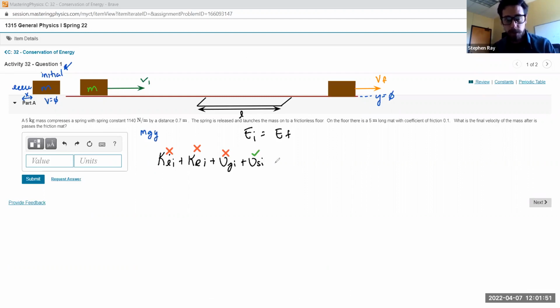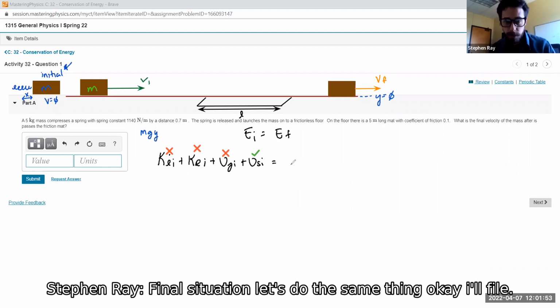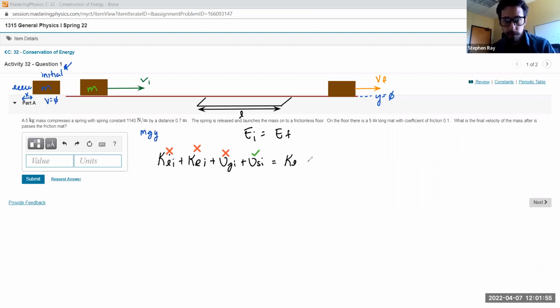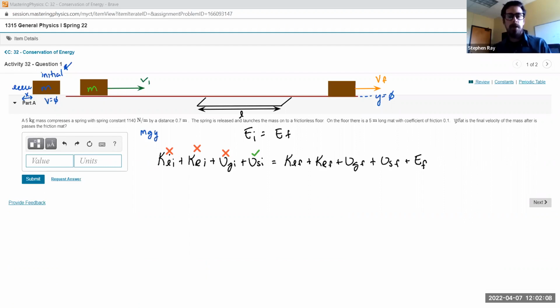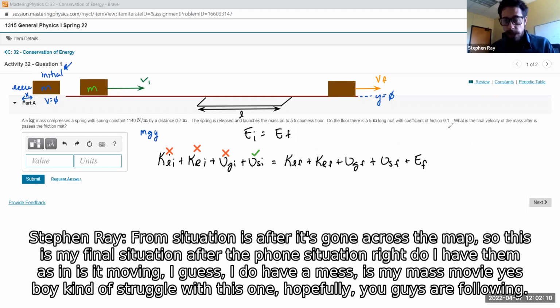Next, final situation. Let's do the same thing. K_L final plus K_R final plus U_G final plus U_S final plus, I'll say, energy due to friction, the thermal energy. The final situation is after it's gone across the mat. So this is my final situation. Do I have a mass and is it moving? I guess I do have a mass. Is my mass moving? Yes.